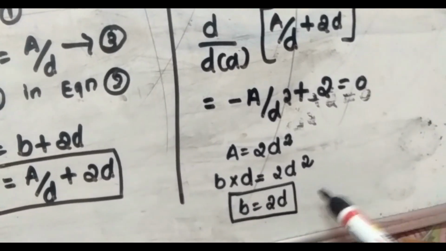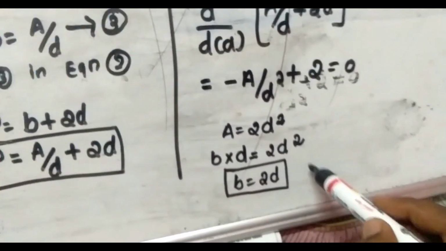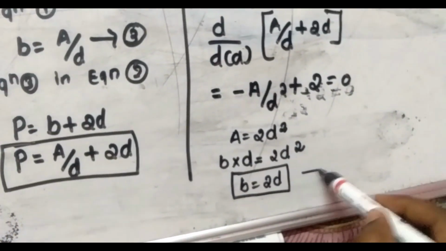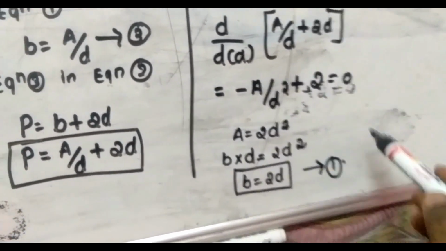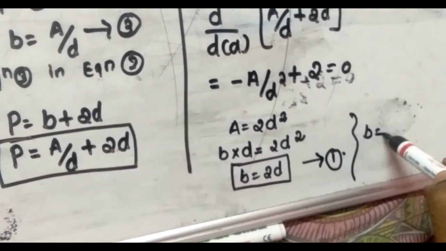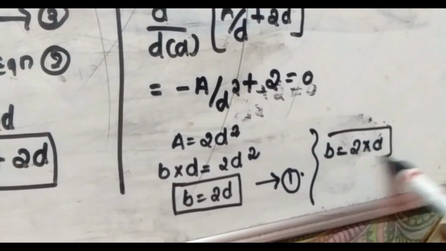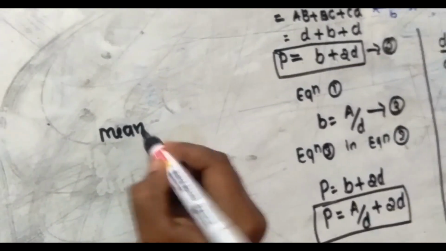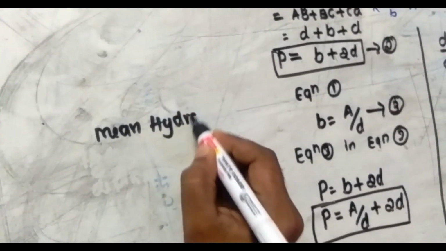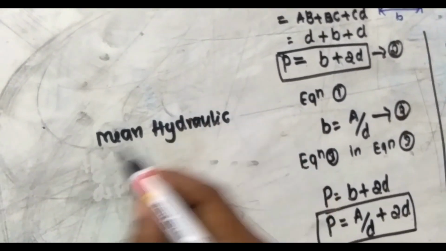So breadth is equal to 2 times the depth. That is condition number 1: breadth should be 2 times the depth. And next, we should calculate the mean hydraulic depth.